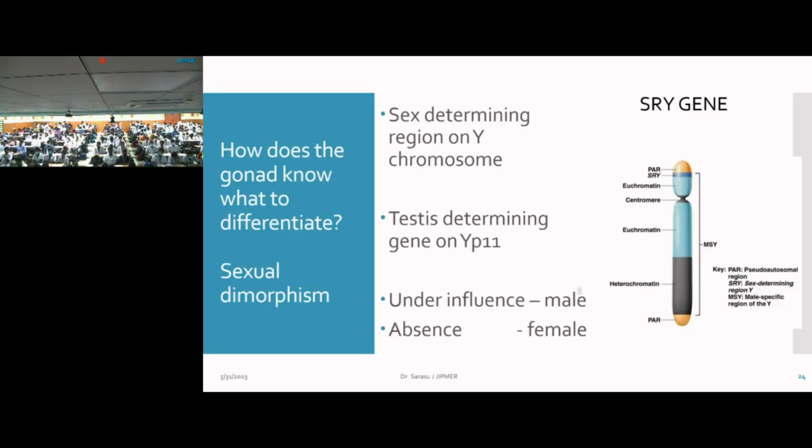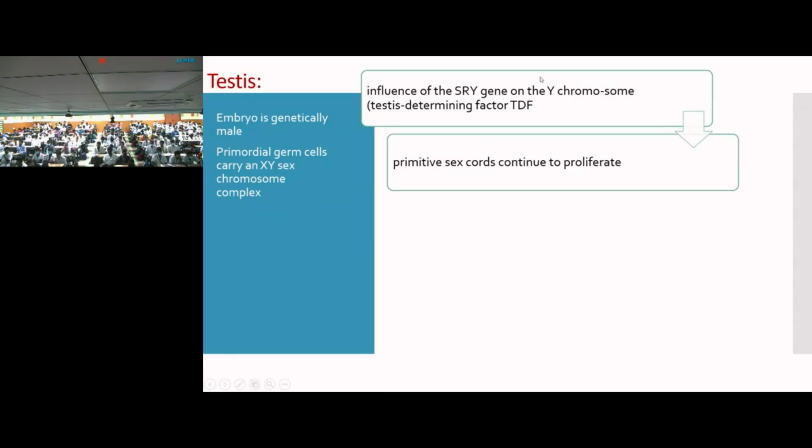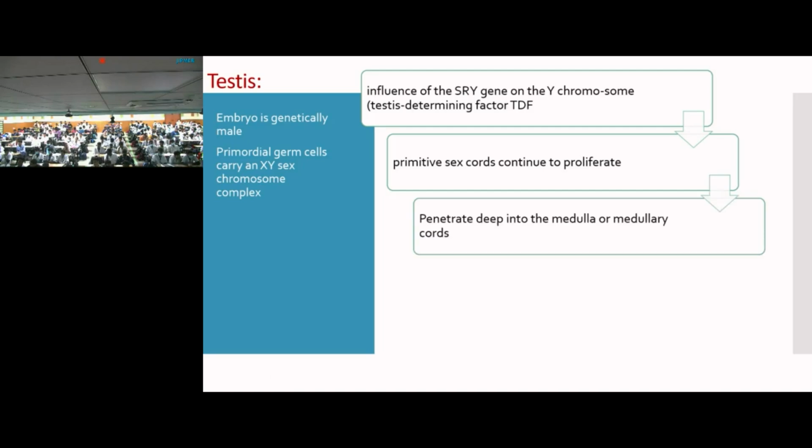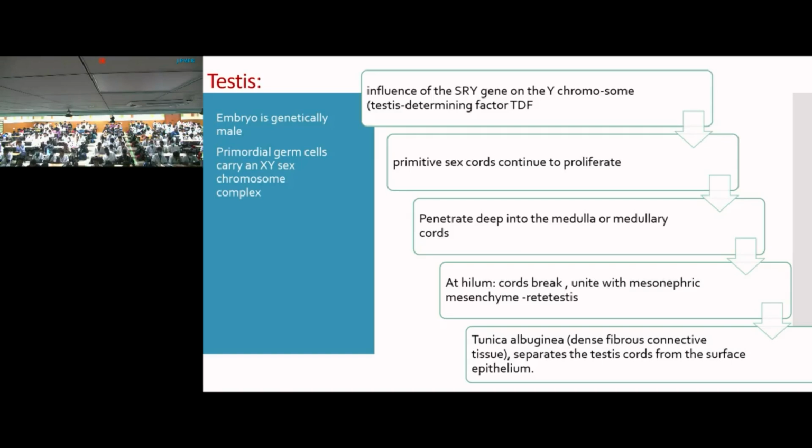So now this person has come. We have got the gonadal ridge. We have got primordial germ cells. Now, what is this testis? This SRY gene on the Y chromosome is coming and telling the gonads, okay, now this is the time for becoming testis. The testis determining factor will form, and then the primitive sex cords which are already there start to proliferate more, penetrate deep and break off from the epithelium. Once they break off from the epithelium, they get connected to the mesonephros which are already there. I'll show you a picture, and they form the rete testis. Okay, the remaining part forms the tunica albuginea.